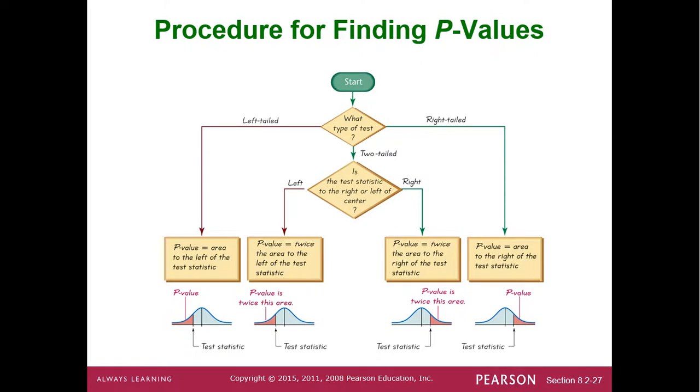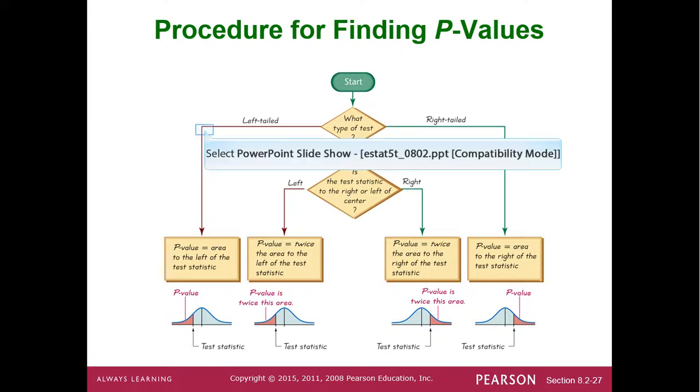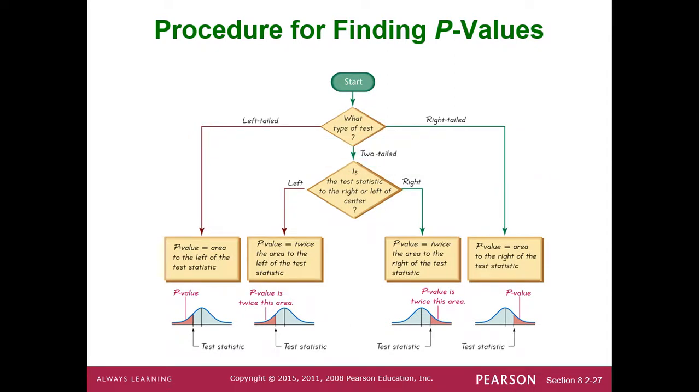Here's a quick little chart to help us summarize the procedure for finding p-values. Again, the software really helps us do this, so it's a great tool. But keep in mind, you can refer to this chart to help clarify: is it a one or two-tailed test, is it left or right-handed, and how do I interpret those results?